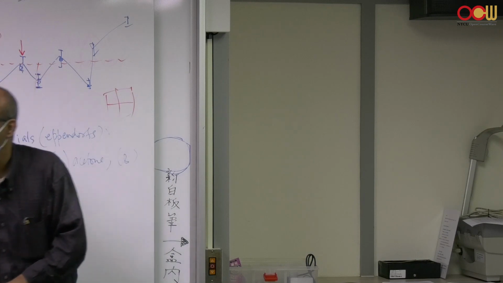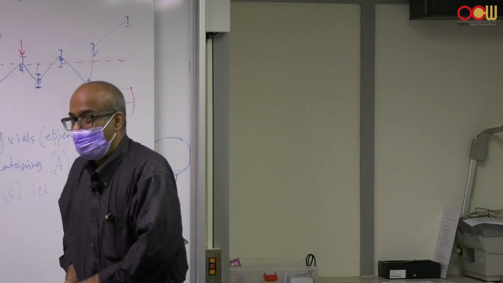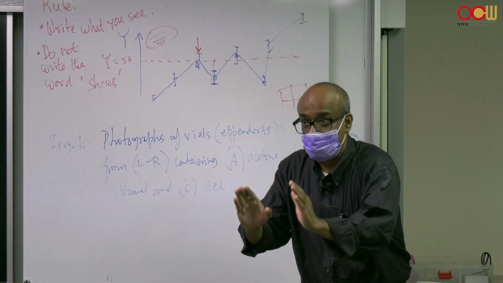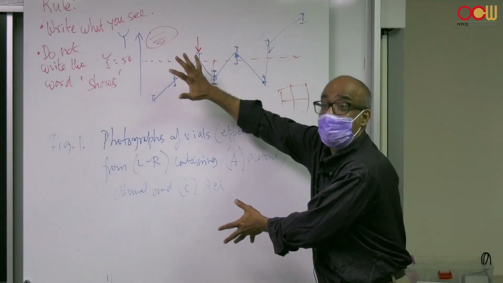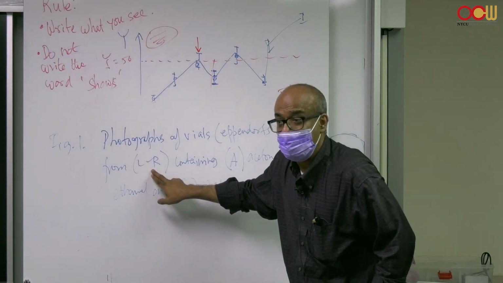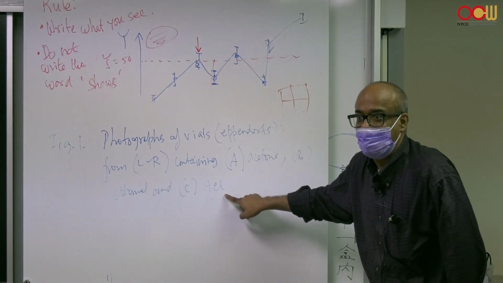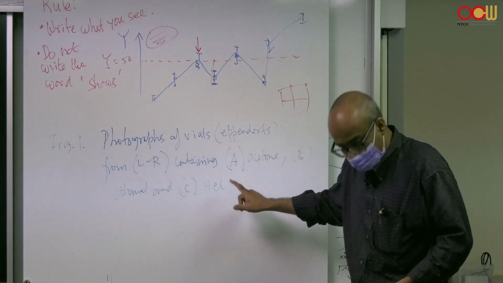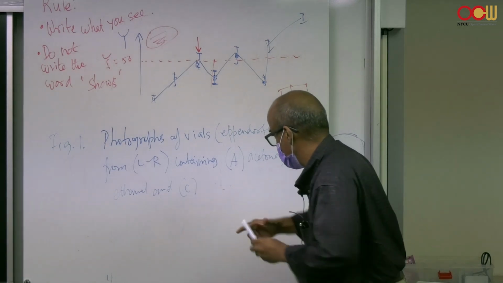Yes? Can we write the abbreviation of left to right as L to R? Good question. In general, I say this has to be independent. So independent means not only this L to R, but even when I write HCl, some people may not know what HCl is. So you have to write hydrochloric acid.